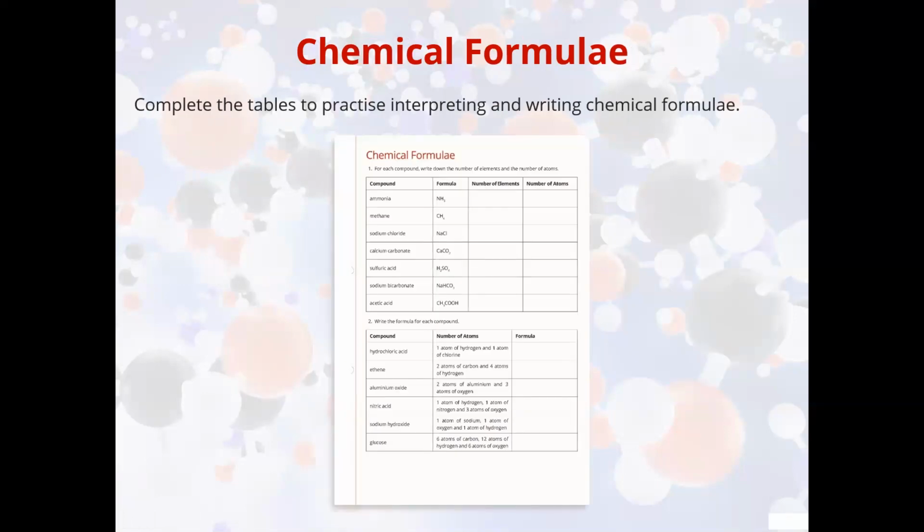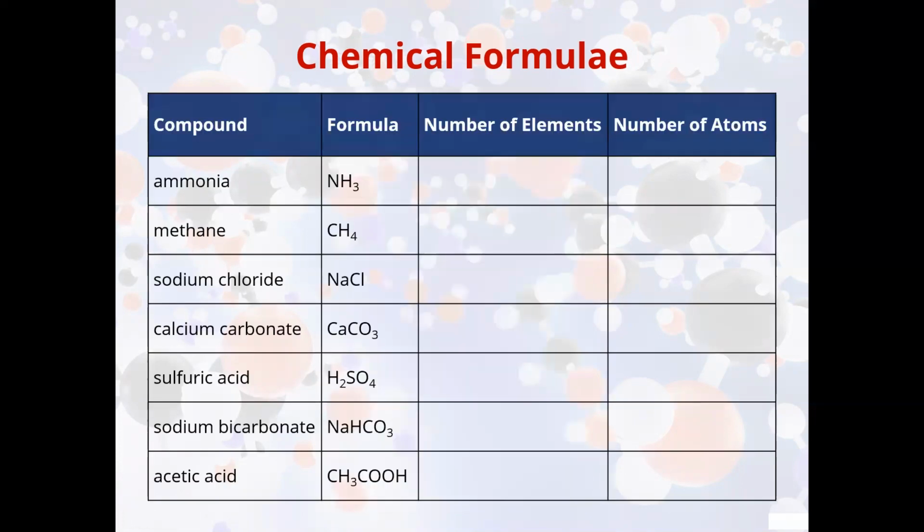Okay, so we're going to complete the tables to practice interpreting and writing chemical formula. Okay, so for ammonia, NH3, the number of elements, so you go and look at how many capital letters there are. There's nitrogen and there's hydrogen, so there are two elements. Then the atoms, you go and count the subscripts. Nitrogen has an imaginary one there, so it'll be 1 and 3 to give you 4. Over here, it'll be carbon and hydrogen, so your number of elements is 2.